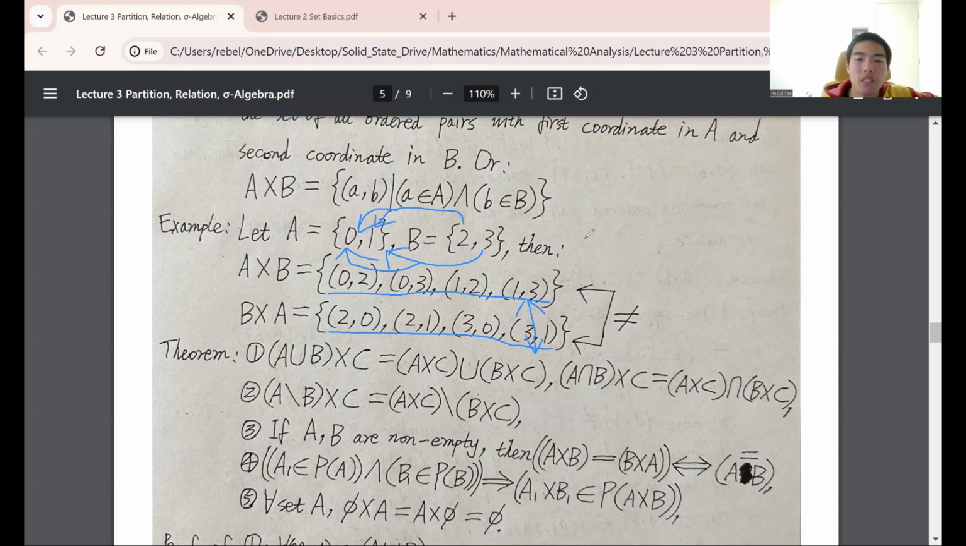So we get one important result. A times B is not equal to the Cartesian product B times A. It's different. So order matters here.